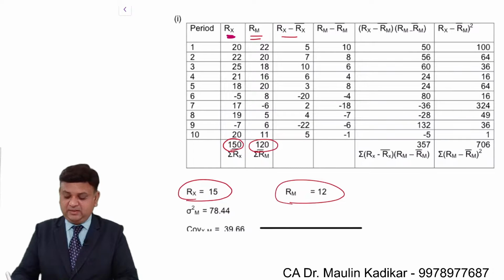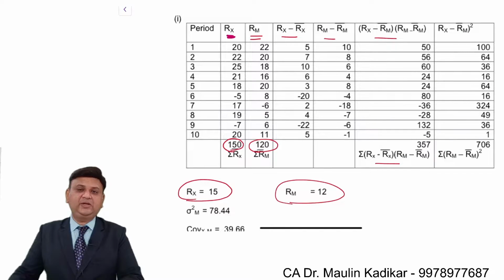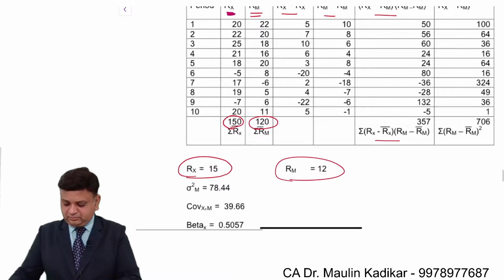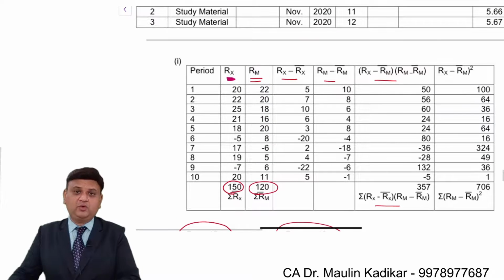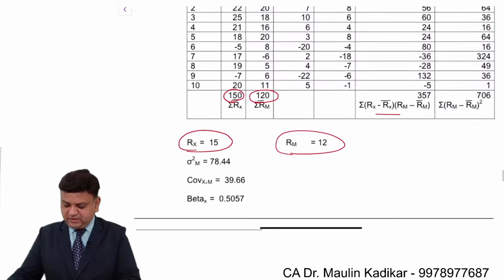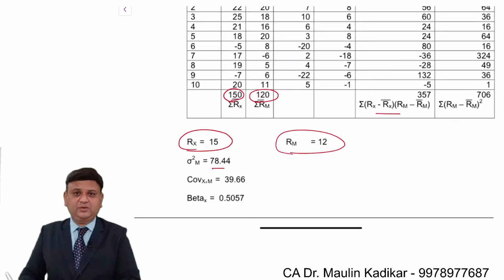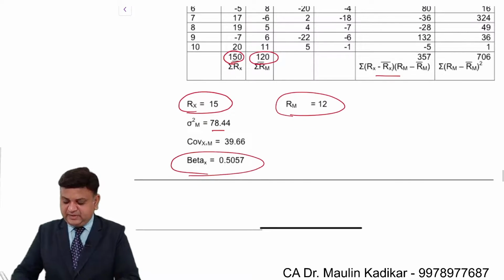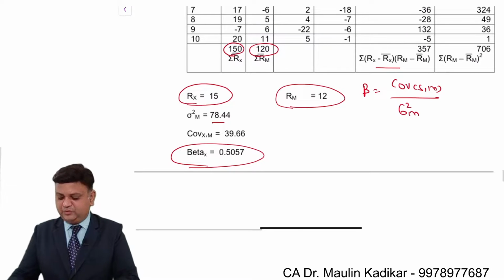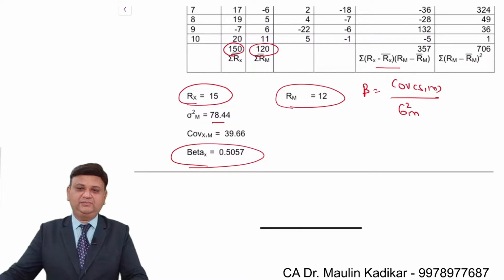Then x minus x bar, m minus m bar, and x minus x bar into m minus m bar, that is the total. The total of x minus x bar into m minus m bar is 357, divided by the number of observations, and that will give the covariance. Then the variance of the market portfolio is calculated, that is 78.44. Accordingly, we compute the beta of the security. So beta is calculated as covariance of the security with the market divided by variance of the market portfolio. That is the way the beta is formed.